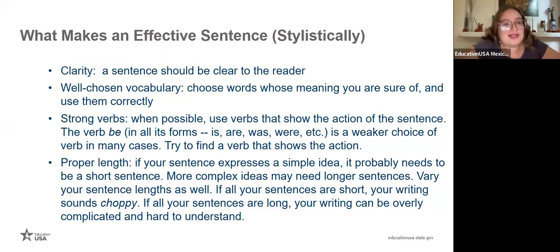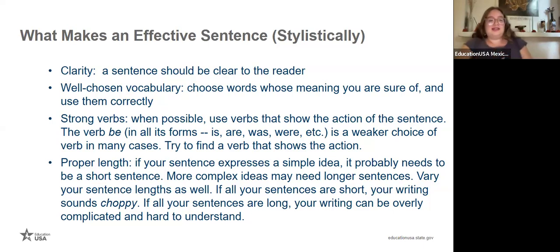Using strong verbs, back to the active voice, which we talked about yesterday. When it's possible, use verbs that show the action of the sentence. The verb be in all its forms (is, was, were, are, etc.) is a weaker choice in many cases. Try to find the verb that shows action.